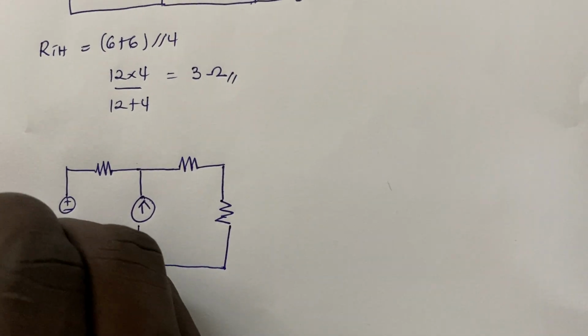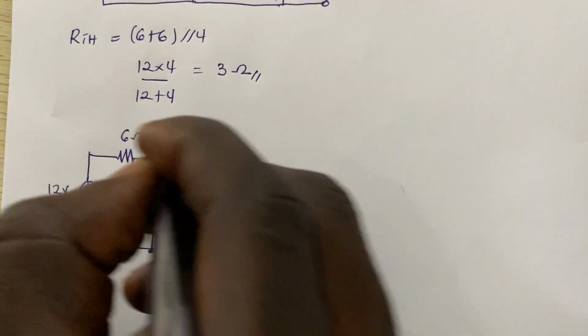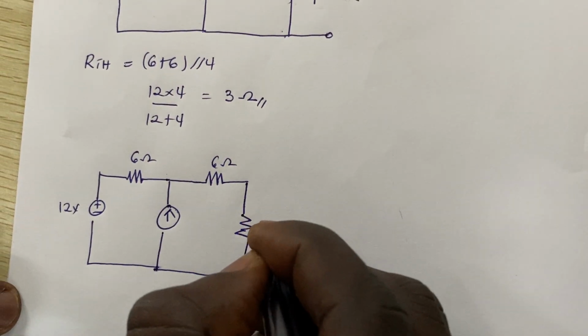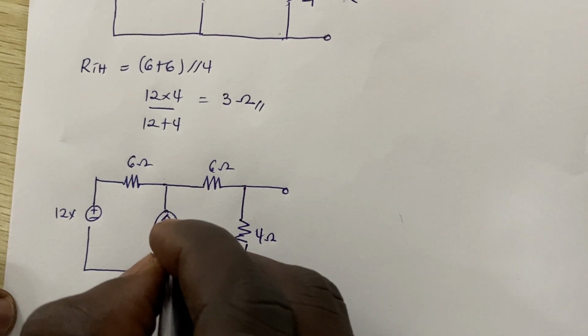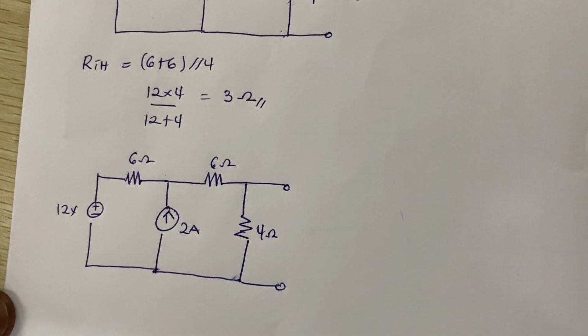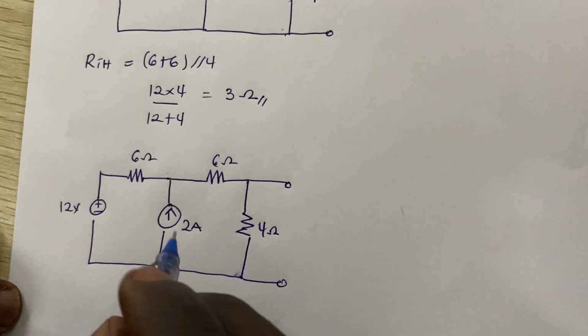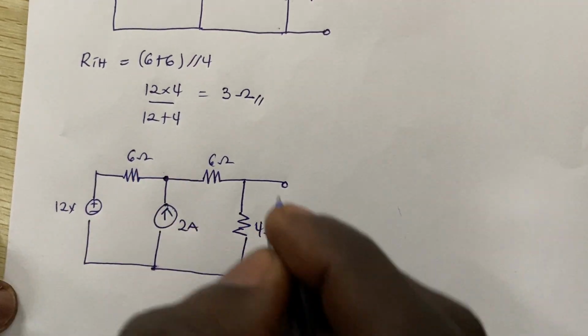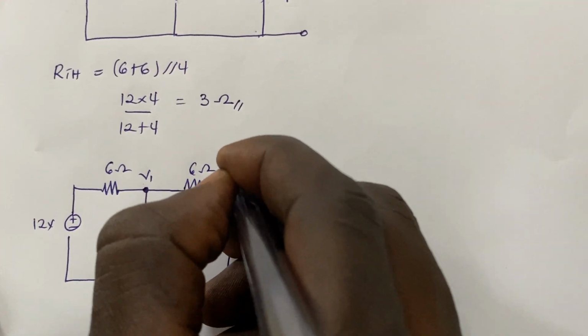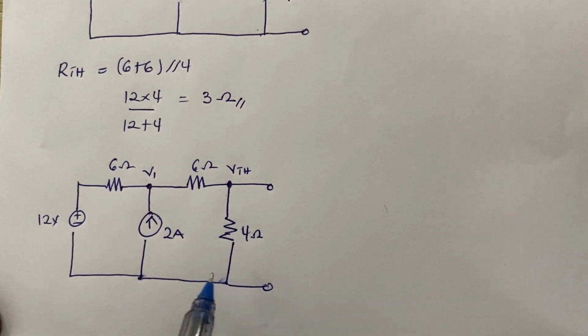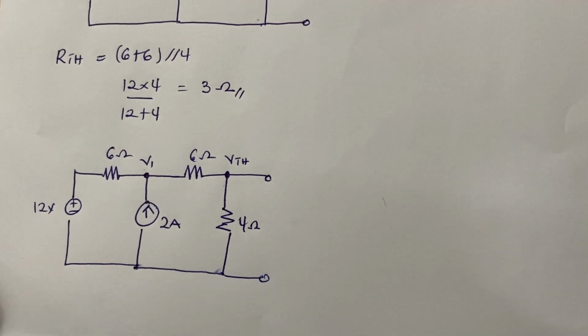Okay, so we have our 12 volts here, our 6 ohms, our 6 ohms, our 4 ohms, and now we have our 2 amps current. We know that with this we have 2 nodes here. This is going to be our V1 and this is going to be our VTH, because the voltage here is going to be our equivalent voltage.